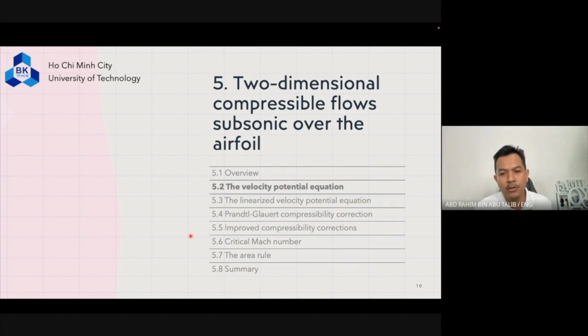We have already looked into the overview: what the two-dimensional compressible subsonic flow over an airfoil topic is all about, and the reason why we need to consider subsonic flow over an airfoil, especially for two-dimensional compressible flow. And of course, the next one is we want to look into the velocity potential equation. Let us go into subtopic 5.2, the velocity potential equation.